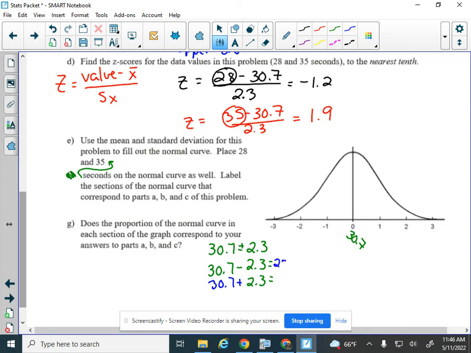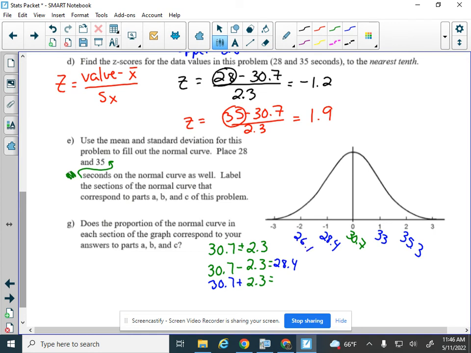So now this is 20.4 here. Okay, and then when we add it, that's going to give us 33. Now I'm just going to label the 2 and the negative 2. I could go to the 3 and the negative 3. Basically out here, I'm going to have 35.3 if I add another 2.3, and if I subtract another 2.3 in this direction, we are going to have 26.1.